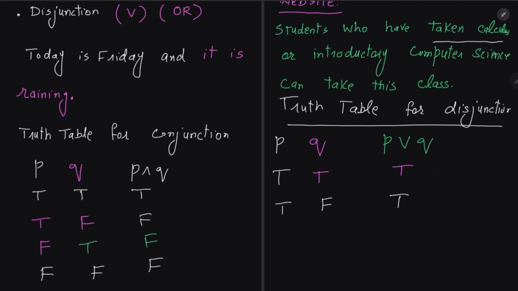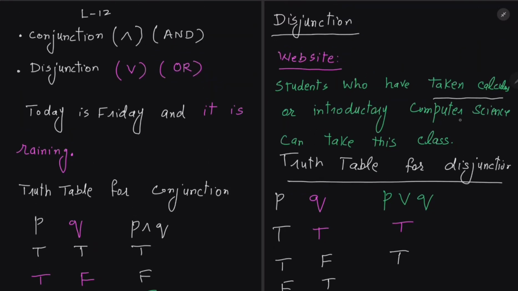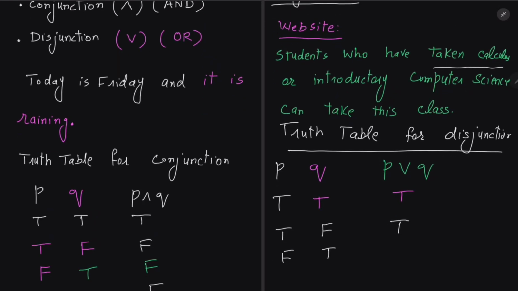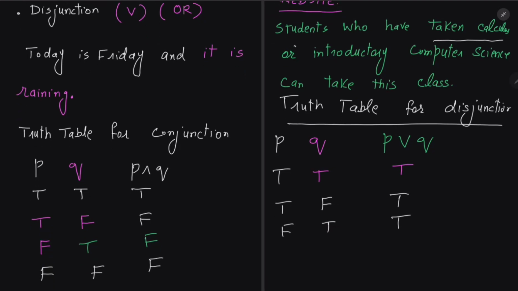Next, if the first proposition is false but the second proposition is true, it means that you have taken, for example, computer science, but you have not taken the calculus course. Then we can write this as true, since there is or in between. So or means that one thing should be true.